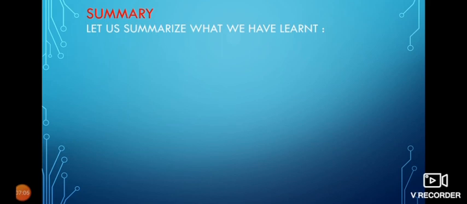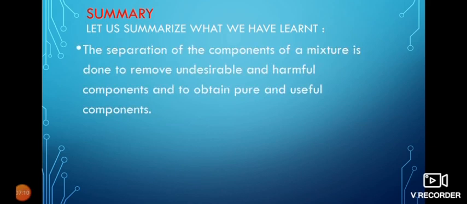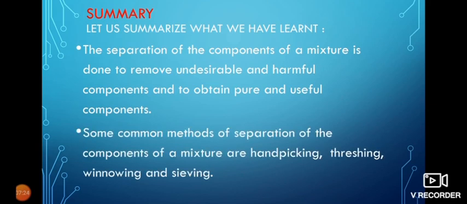So what we had learned, students, just summarize. We had learned the separation of the components of a mixture is done to remove undesirable and harmful components and to obtain pure and useful components. Some common methods of separation of the components of a mixture are hand picking, threshing, winnowing, and sieving.